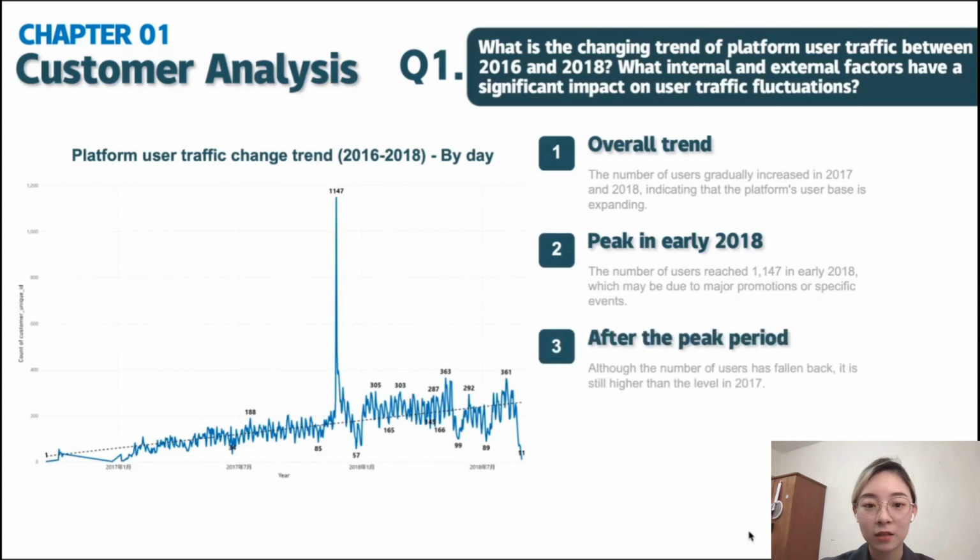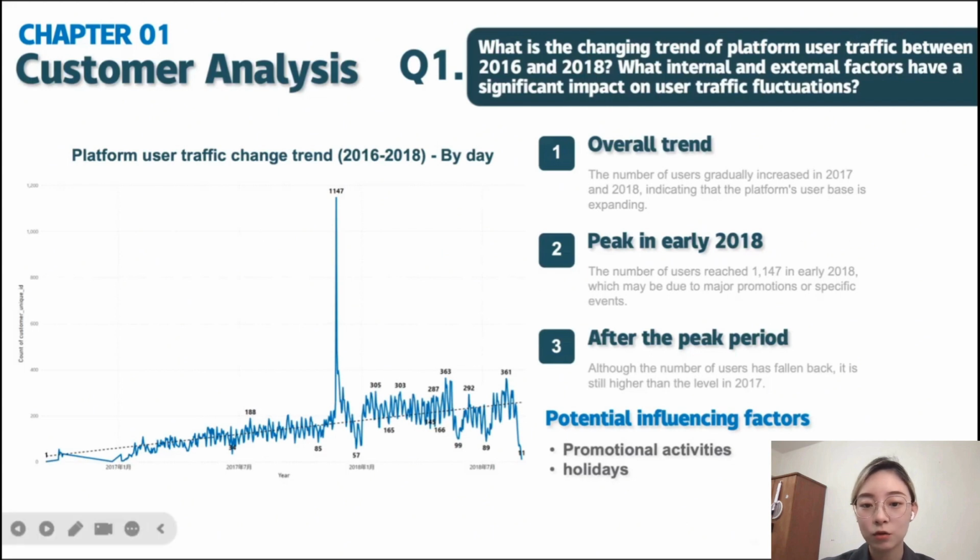After the peak, customer numbers dropped but stayed higher than in 2017. Overall, the number of users on the Olist platform has gone up a lot, especially in early 2018. The general trend is up, showing the platform is becoming more popular. We infer that the peak times may be related to promotions or holidays, and we need to look more into this to find the exact reasons.